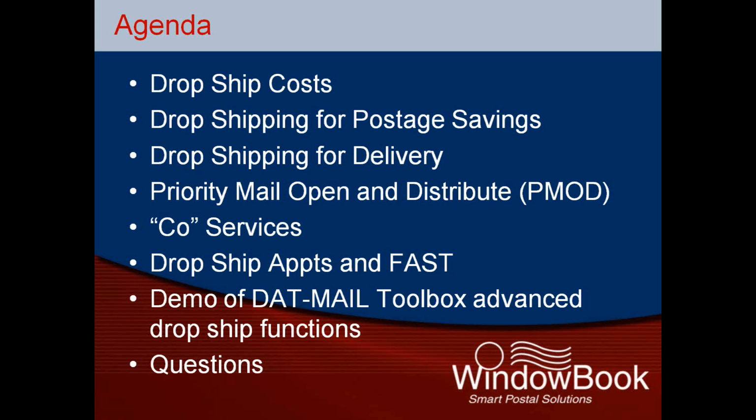We will briefly cover Priority Mail Open and Distribute, or PMOD, which is a great option for small dropship volumes or problem delivery areas. We will also provide a brief overview of co-services, which are used in conjunction with dropshipping to generate deeper postage discounts on selected mailings. We'll also discuss making appointments for delivery of dropshipments and the Facility Access and Shipment Tracking System, or FAST.